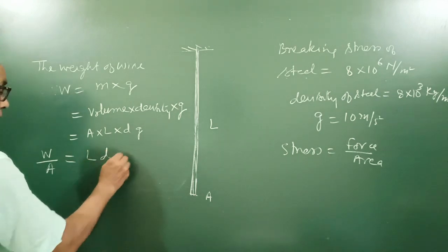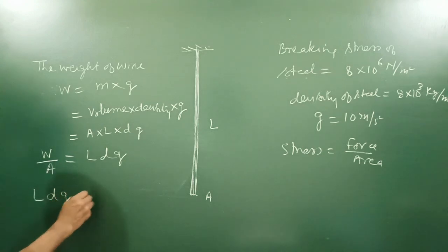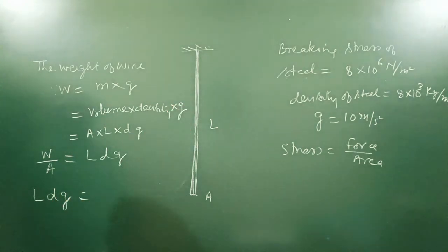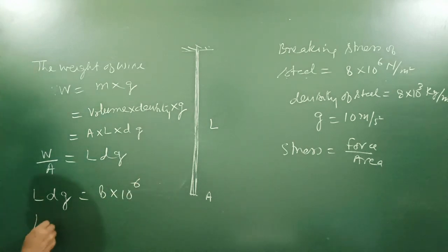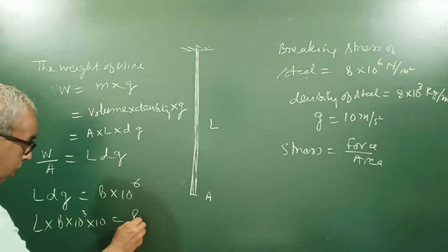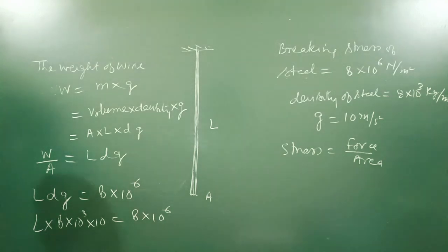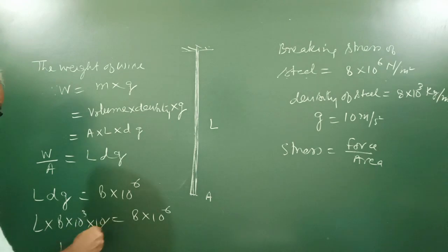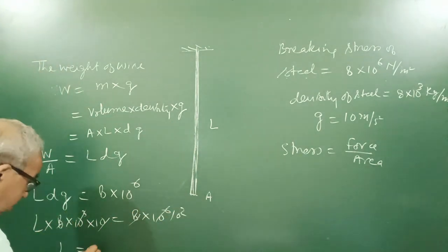It is L d G. So L d G is equal to 8 into 10 to the power 6. You have to find out L. d is 8 into 10 to the power 3, g 10. So this L will come out by 10 to the power 6 upon 10 to the power 4, 10 to the power 2. 8 cancel. So it comes out 100 meter.